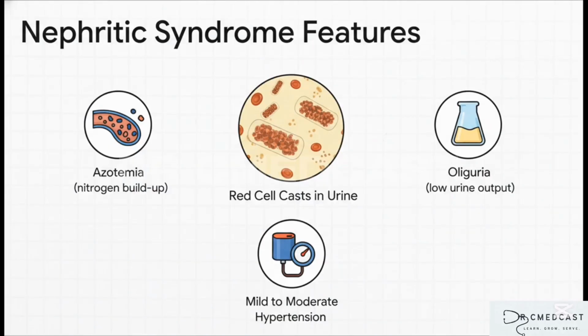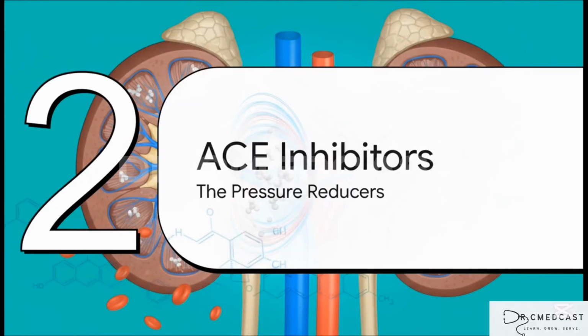Now let's switch over to the inflamed filter of nephritic syndrome. Here, the signs are all about inflammation and damage. The hallmark is hematuria, or blood in the urine, but the dead giveaway, the pathognomonic sign, is finding red cell casts in the urine. That tells you the bleeding is coming from the glomerulus itself. All this inflammation also tanks the kidney's filtering ability, which leads to a buildup of waste products, low urine output, and hypertension.